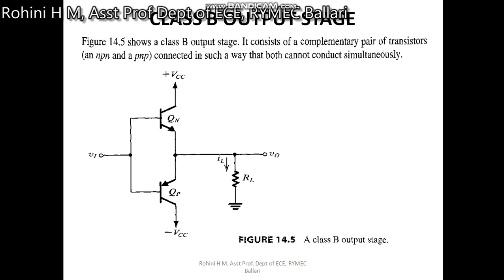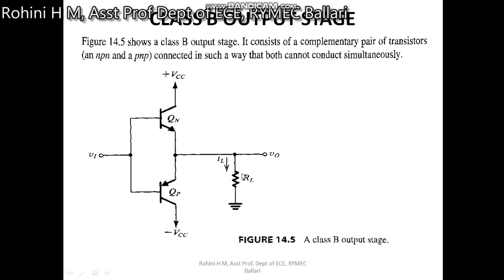So the next is the class B output stage. This diagram shows the class B output stage. Here we are using BJTs, just like an inverter, with an NPN transistor and a PNP transistor. It consists of a complementary pair of transistors, NPN and PNP, connected in such a way that both cannot conduct simultaneously. If the P transistor is conducting, then the N transistor will be off. If the N transistor is conducting, the P transistor will be off. So they operate alternately.